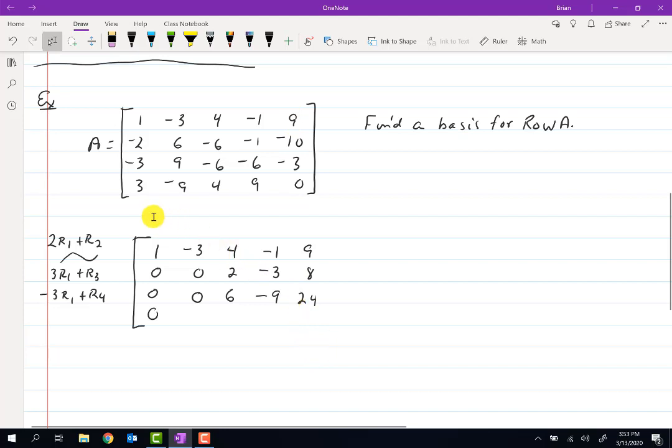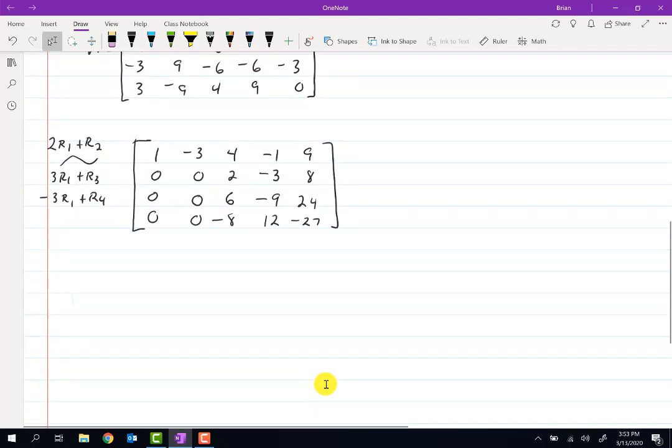Now let's move on. Then I'm doing negative 3R1 plus R4. So negative 3 times negative 3 is 9, which cancels that negative 9. Then negative 3 times 4, we have negative 12, plus 4 is negative 8. And then negative 3 times negative 1 is positive 3, plus 9 will be 12. And then negative 3 times 9 will be negative 27, plus 0 will be negative 27.